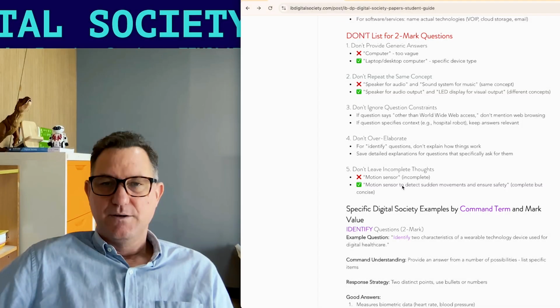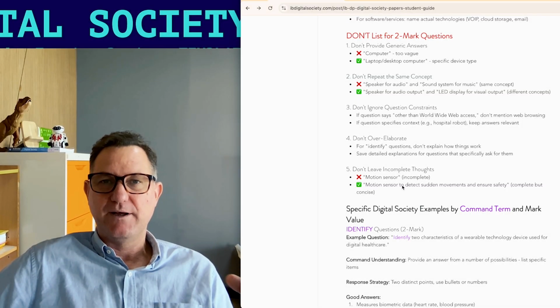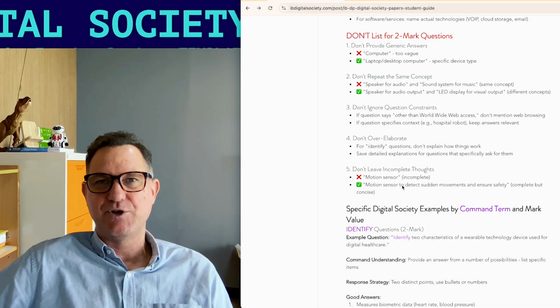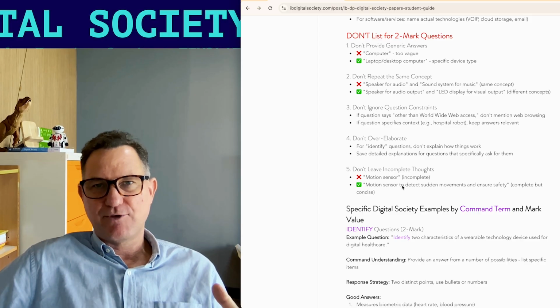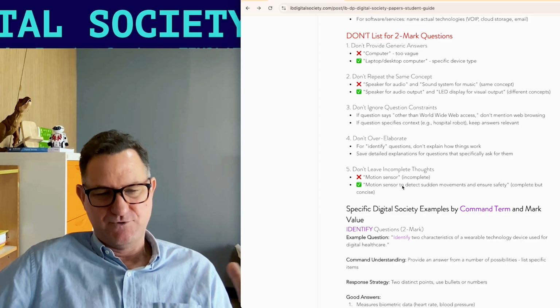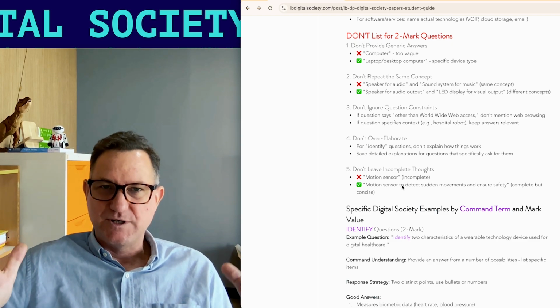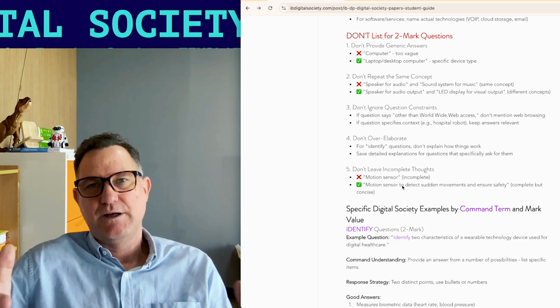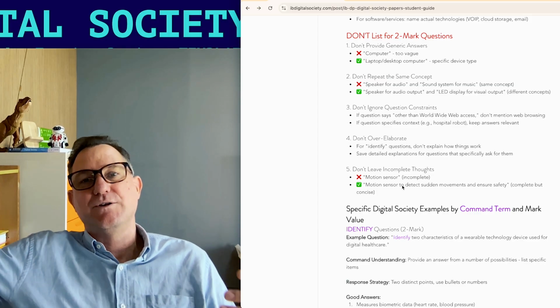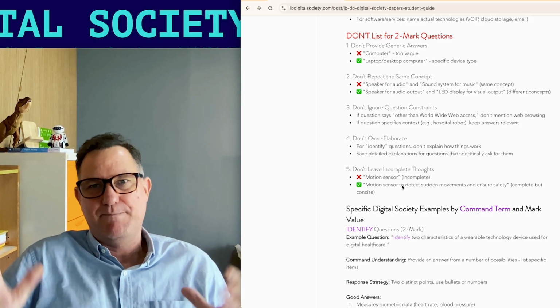Get to the point. Sometimes people are too brief and they don't explain themselves, and therefore the examiner's thinking, I don't know if they really understand this. They've just written 2 words. So adding a few extra words to demonstrate your knowledge is really imperative, but not using too many words. So we've got to get the right balance here.